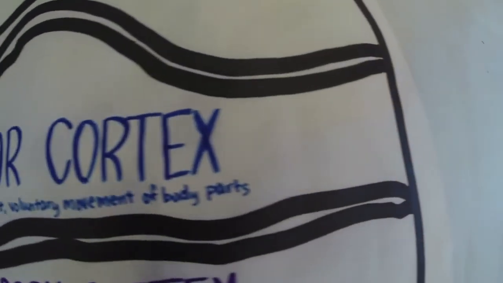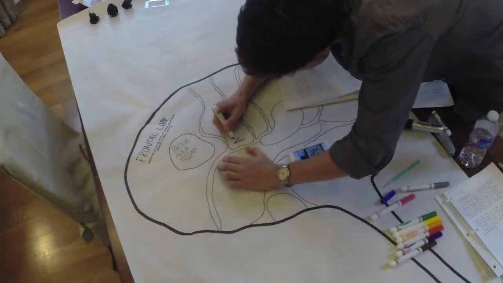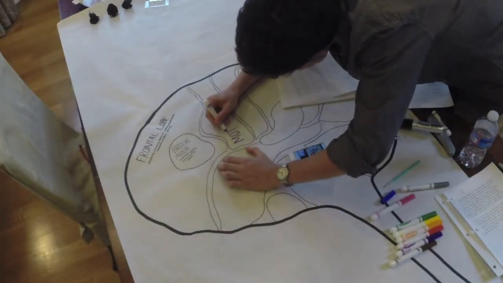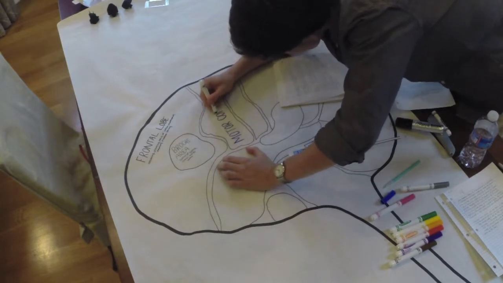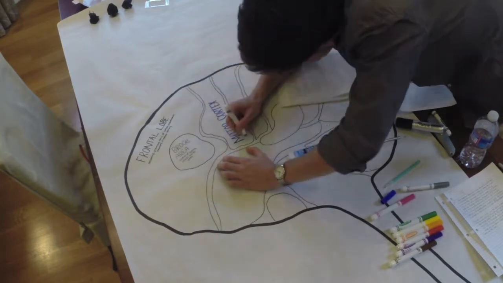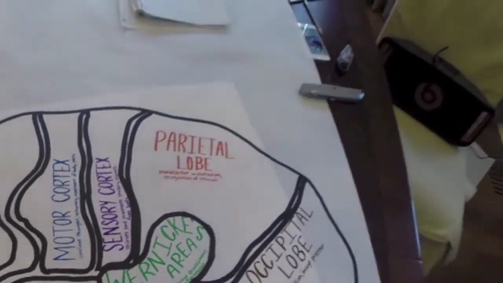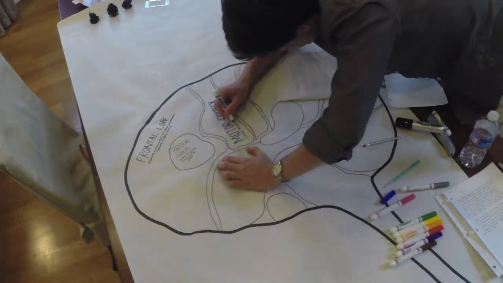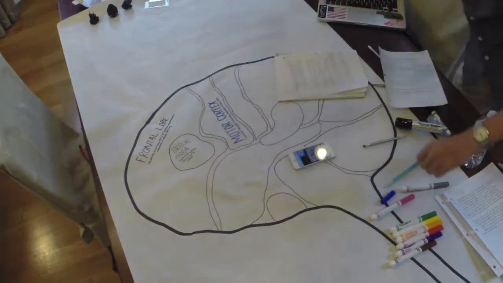Now we have the motor cortex. The motor cortex is responsible for conscious thought and controls the voluntary movement of our body parts. This is how we learn how to ride bikes, we learn how to walk. Our motor cortex controls all of our movements. Also, the parietal lobe coordinates movement as well. It helps with orientation, recognition, and perception of stimuli.